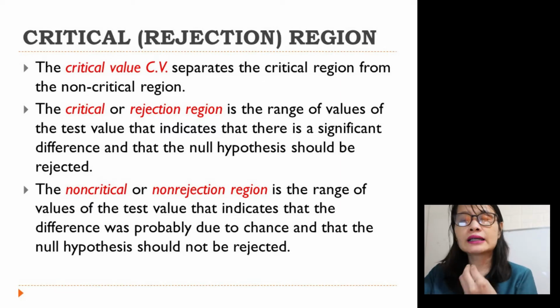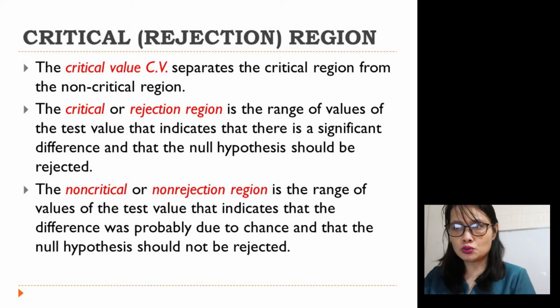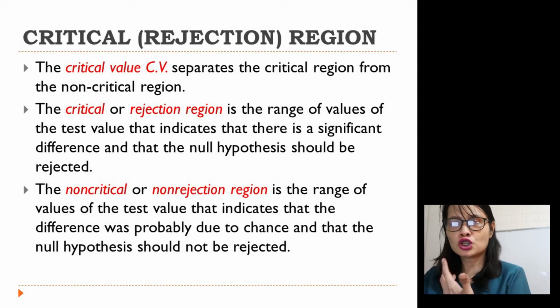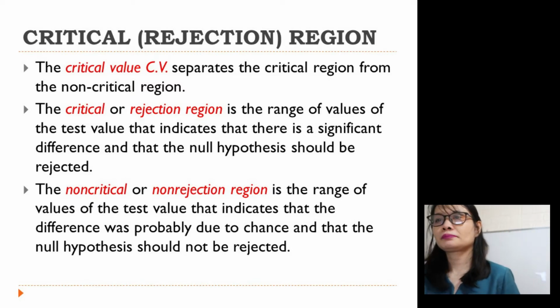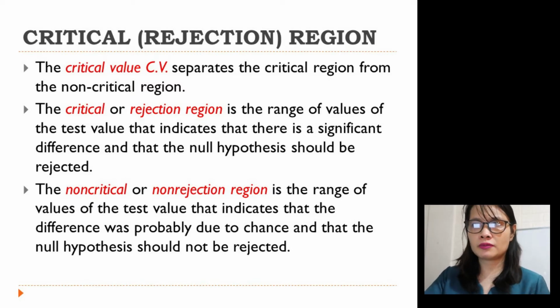The non-critical or non-rejection region is the range of values of the test value that indicates that the difference was probably due to chance, so the null hypothesis should not be rejected. Meaning, you failed to reject the null hypothesis. So, meaning you need to accept the null hypothesis, in short.